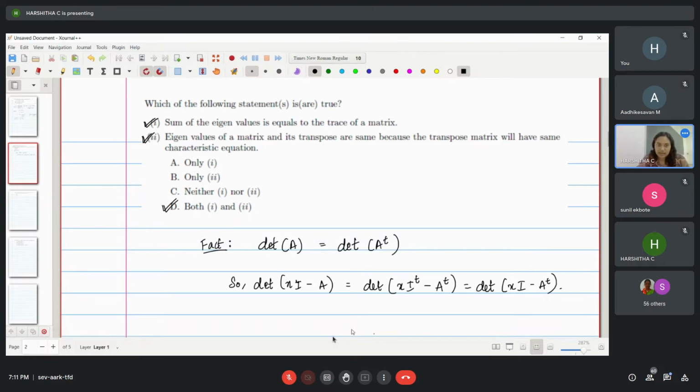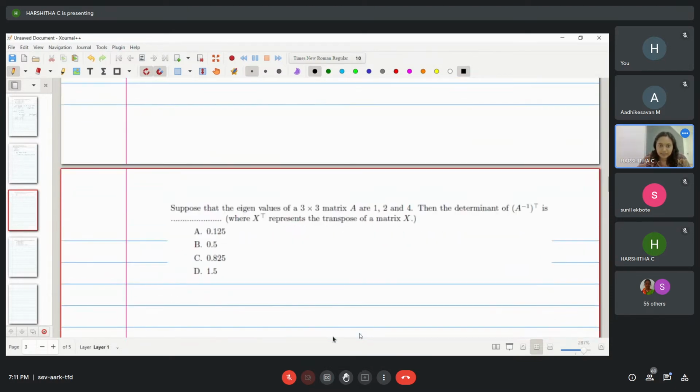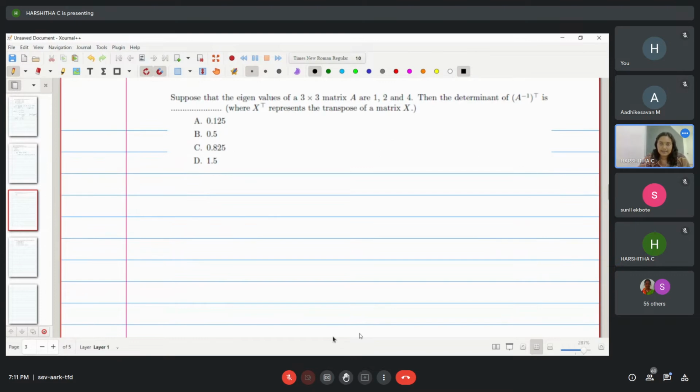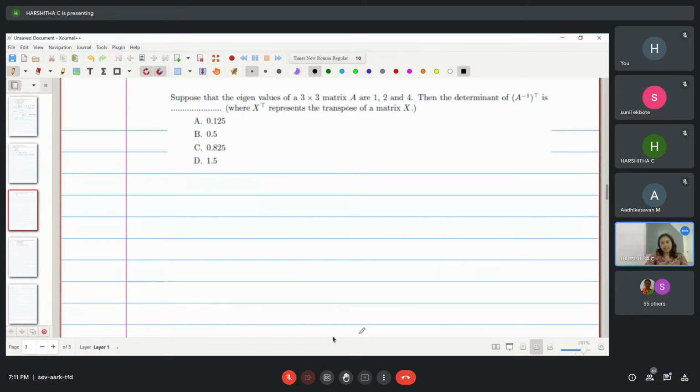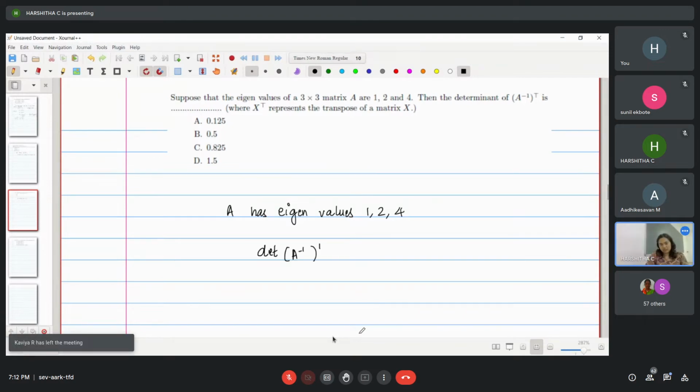And that will give that the eigenvalues are the same. Okay, so in this one, you have a 3 cross 3 matrix A with eigenvalues 1, 2, and 4. The question is, what is the determinant of A inverse transpose?